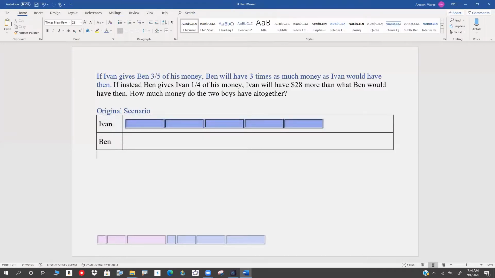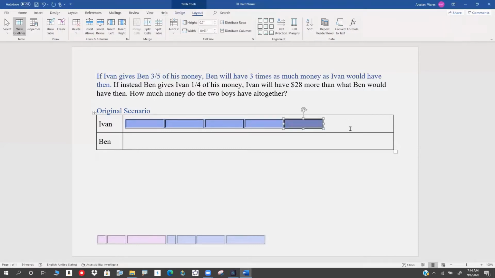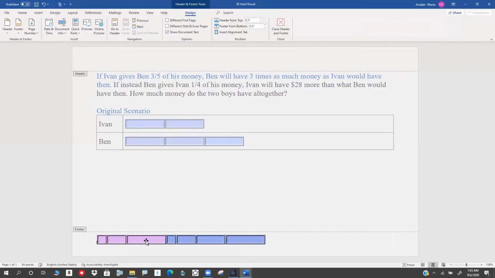Now I split Ivan's money into 5 parts or 5 units because then I can show how 3/5 of his money is being transferred. And let's do that. I'm going to take 3 of these, transfer it to Ben. And according to the question, Ben should have 3 times as much as what Ivan has now. Ivan has 2 units, so Ben should have altogether 6 units.